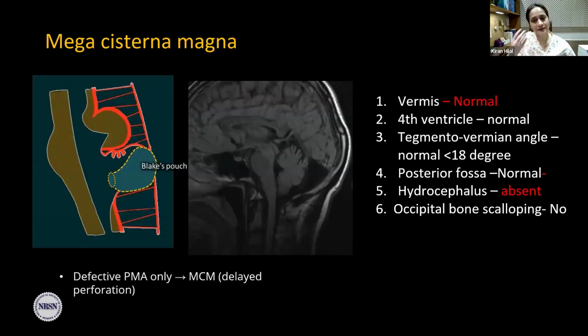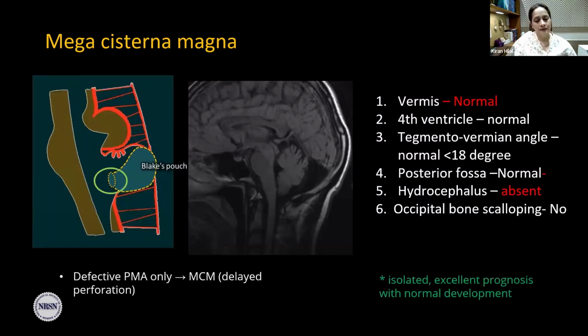That's the reason this mega cisterna magna can be an incidental finding in many patients, because in these children the perforation of the foramen of Magendie occurs after 12 weeks of gestation or a little late. Then isolatedly, if you find this finding, in many of the cases having a mega cisterna magna is simply a normal finding, and usually they all have normal neurodevelopment.